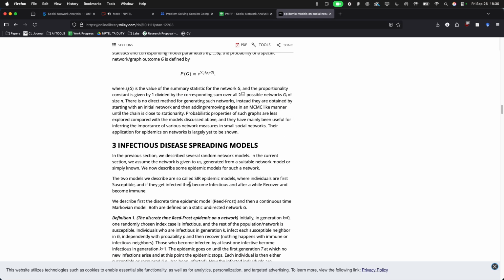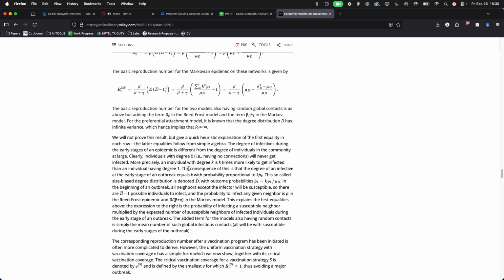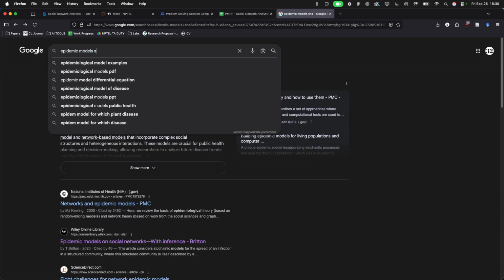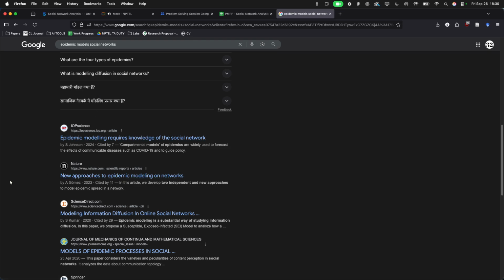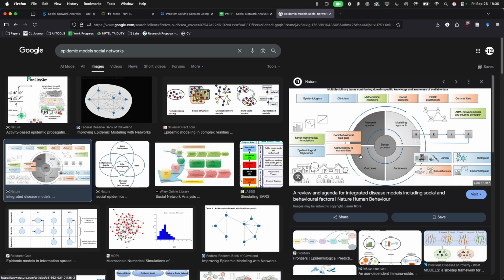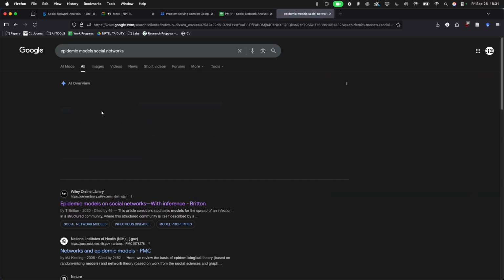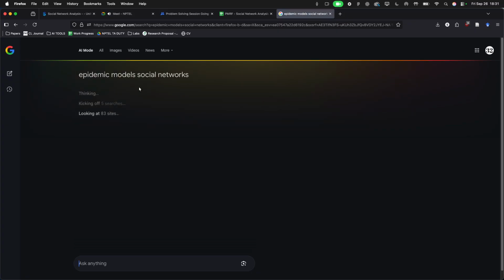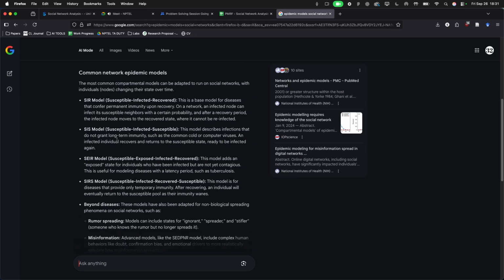Okay. Where is it? Epidemic models. Where is it? Let's go to API mode and let's see what it is going to give us.